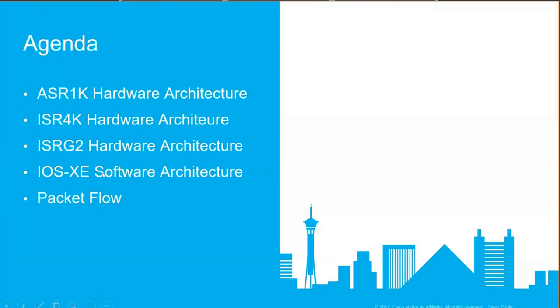And we'll go through the software architecture as well. Finally, we'll take a look at how packets are processed in both IOS and IOS XE architectures. I'll also give a few examples of how the configurations get loaded from control plane to data plane. So that will be our agenda for the day. If you have any doubts in between, stop me and ask the question. That's fine. So let's start now.